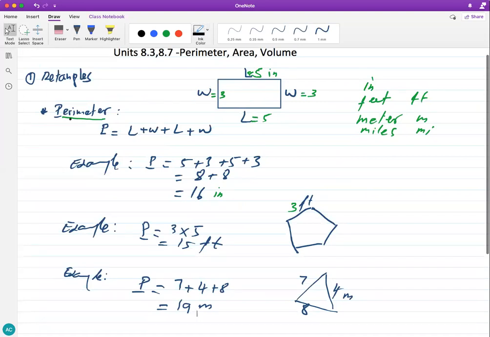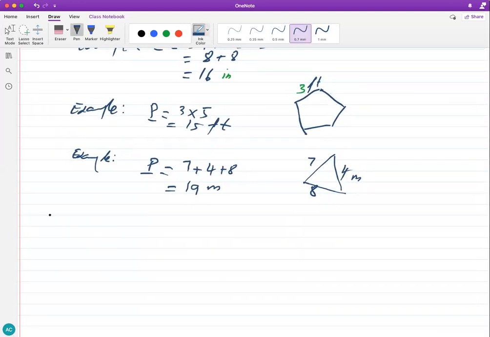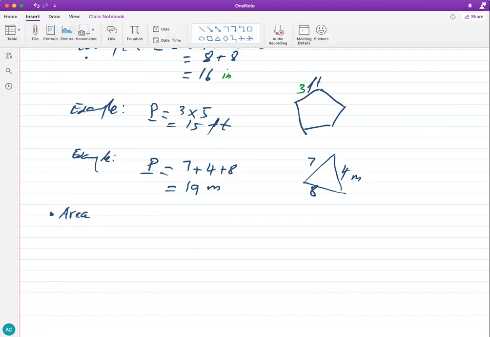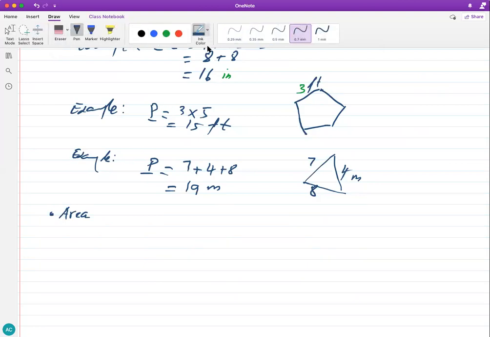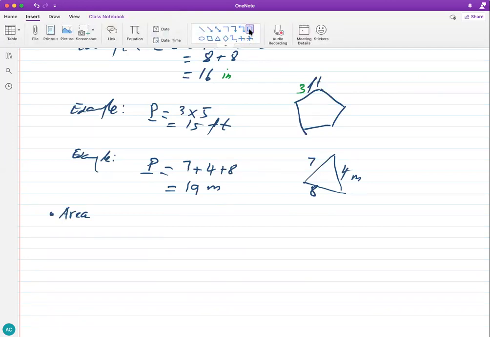Now let's talk about the area. So the area, like I said, concerns the inside of a shape, the surface of it, just like for example a room. So we're interested in the floor. The floor of a room has the area or the surface of the room. In other words, how many square feet or square inches is that room. If I bring another shape here.